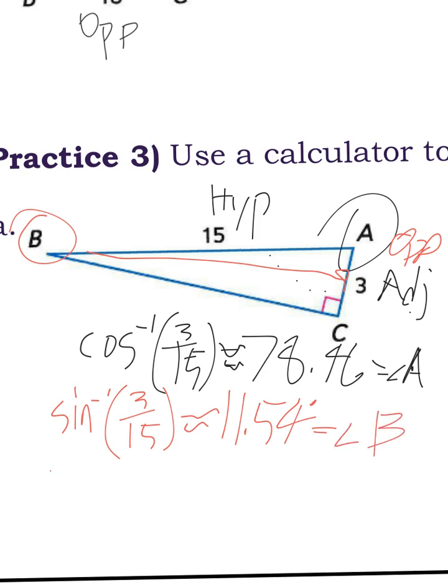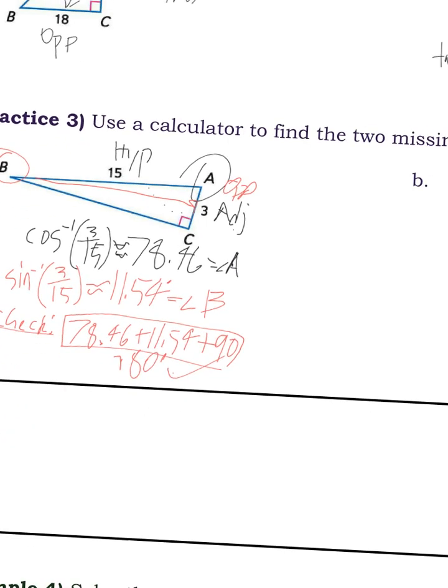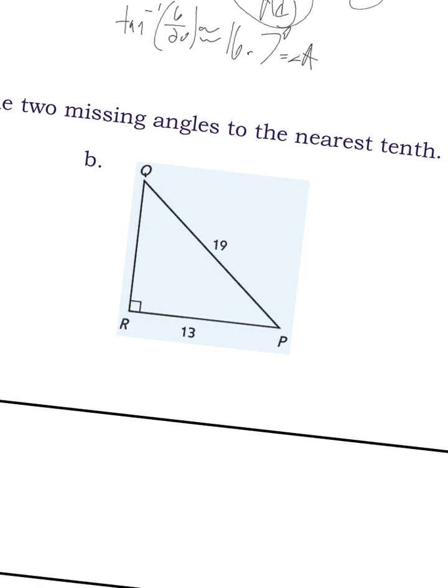You could check your work. You can check your work by seeing if they all add up to 180. So 78.46 plus 11.54 plus 90 all equals 180 degrees. You could have done 180 minus 78.46 and minus 90, or just simply 90 minus 78.46, and got 11.54. But these notes are about trigonometry, so I'm going to do the trig anyway.